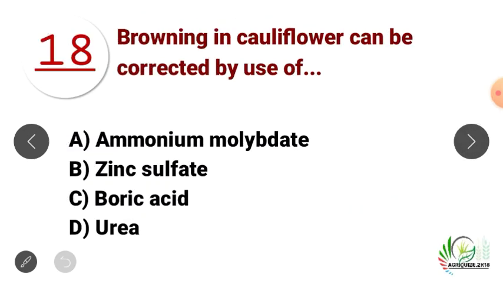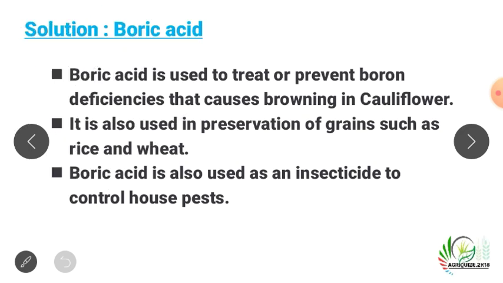Question number 18. Browning in cauliflower can be corrected by use of? Option C, boric acid. Boric acid is used to treat or prevent boron deficiencies that cause browning in cauliflower. It is also used in preservation of grains such as rice and wheat. Boric acid is also used as an insecticide to control house pests.